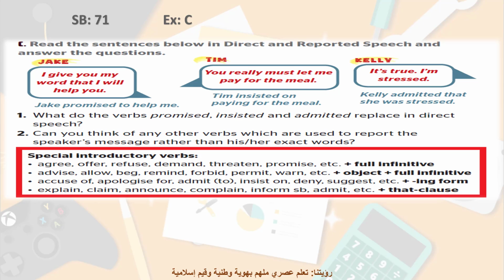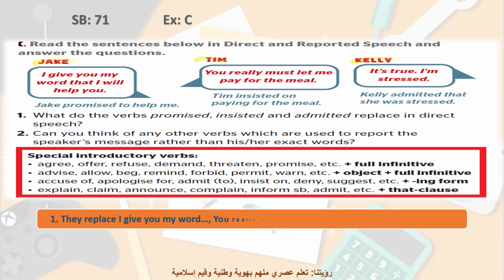Here is the answers. Number 1. What do the verbs promised, insisted, and admitted replace in direct speech? Yes, the answer is they replace I give you my word. Yes, that's a promise. You really must let me, must do something, so he is insisting on doing something. It's true. Yes, it means admitted.